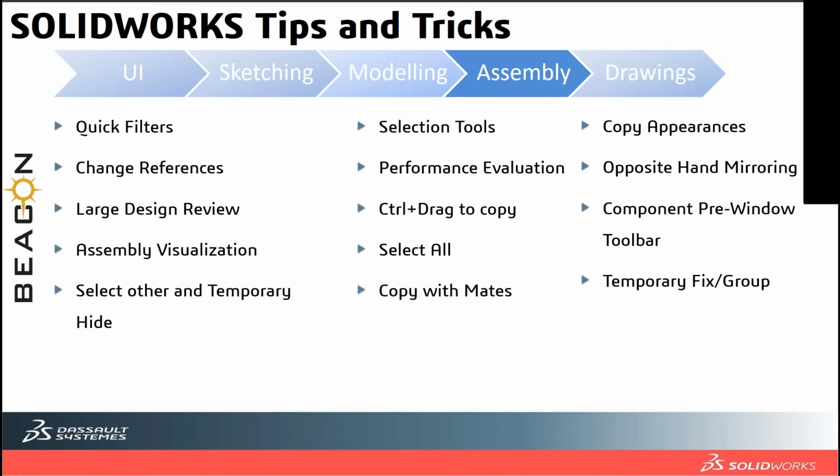And we saw copy appearances. I repainted a knuckle kit. I just left click on any component and say copy appearance. I can take it to another part and just say paste, and it is done. And opposite hand mirroring, I would personally want you to experiment with this at your end.